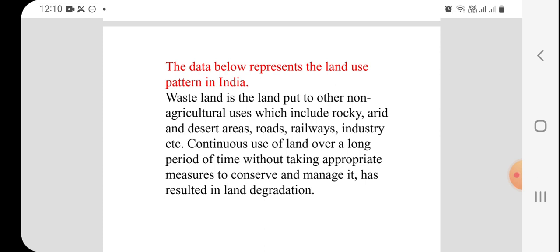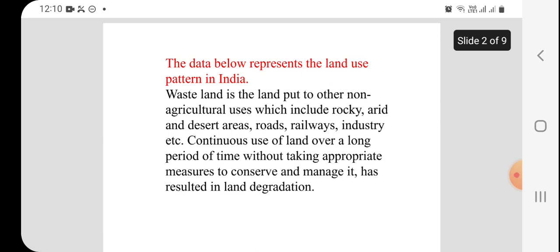Okay, next, coming to the data below, which represents the land use pattern in India. See, wasteland is the land put to other non-agricultural use, which includes rocky, arid and desert area. So we can convert such land into roads, railways, industry, etc. So continuous use of land over a long period of time without taking appropriate measures to conserve and manage it has resulted in land degradation.